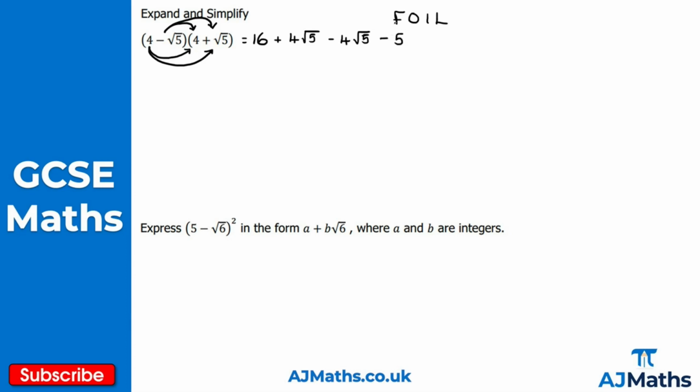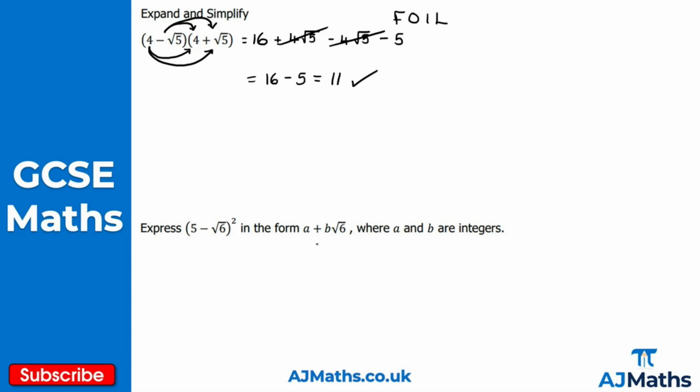So what we need to do now is simplify. Well, clearly there's 4 root 5 minus 4 root 5. That would become 0, so they'll just cancel. And what I get left with then is 16 minus 5. So in that case, 16 minus 5 would give me 11 there. Okay, and that's simply our solution to the very first question.